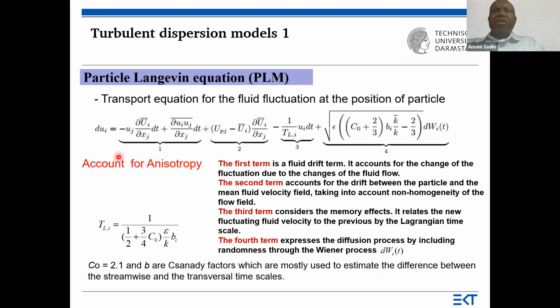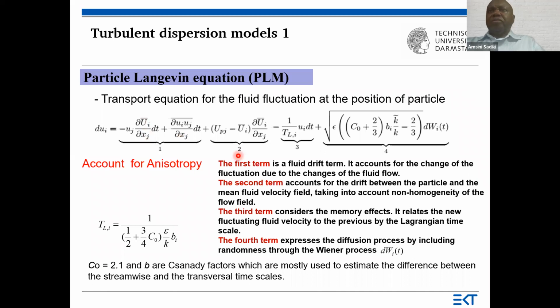And this model accounts for anisotropy and for different effects. So the first one, we have the fluid drift term here. It accounts for the change of the fluctuation due to the change of the fluid velocity. We have here the gradient of velocity of the fluid flow, and here the change of the Reynolds stress.